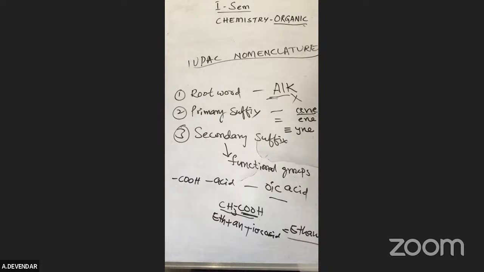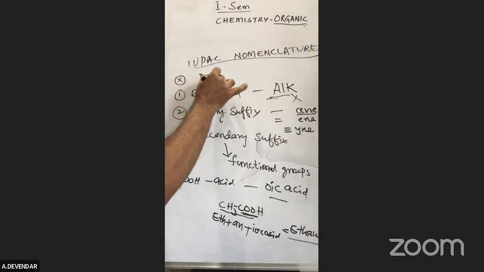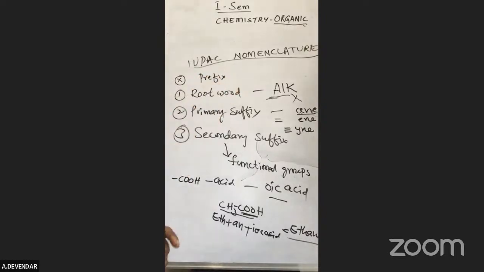Next, there is one more in this. In your book, not only the 3, one more extra is given: the prefix. First, we have to understand the 3. Root word indicates how many carbon atoms are present. Second is primary suffix, whether it is saturated or unsaturated. Third is secondary suffix, the functional group present in a given organic compound.